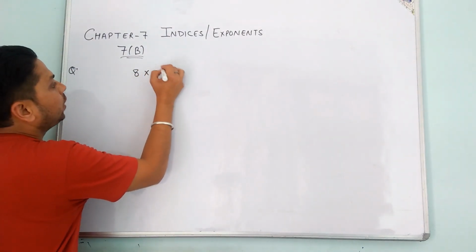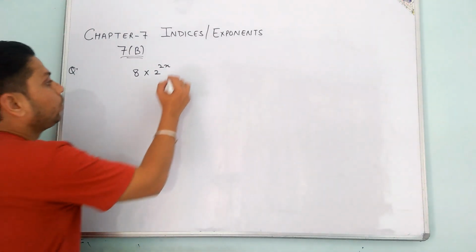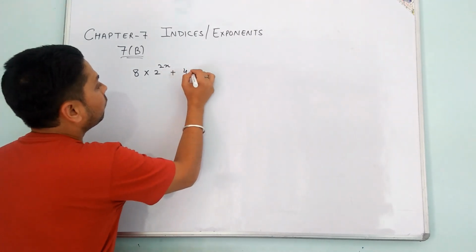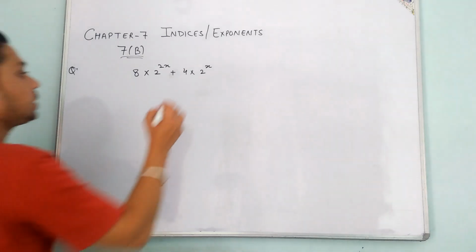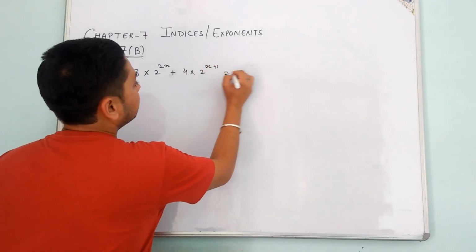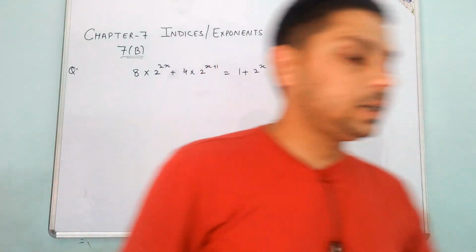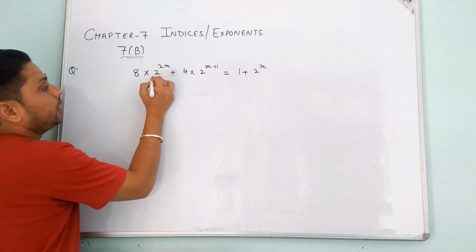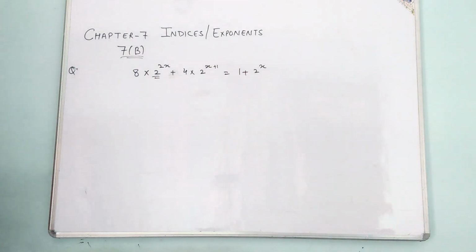8 into 2 raised to power 2x plus 4 into 2 raised to power x plus 1 is equal to 1 plus 2 raised to power x. Now you can see that here we have 2 raised to power 2x. The rest of the terms are 2 raised to power x.